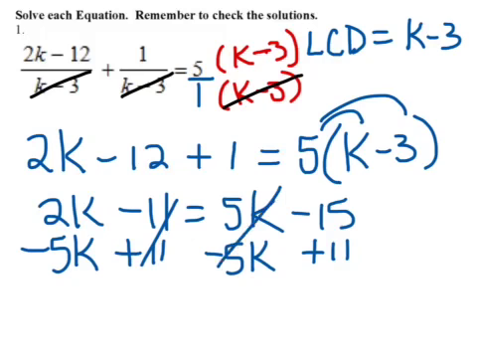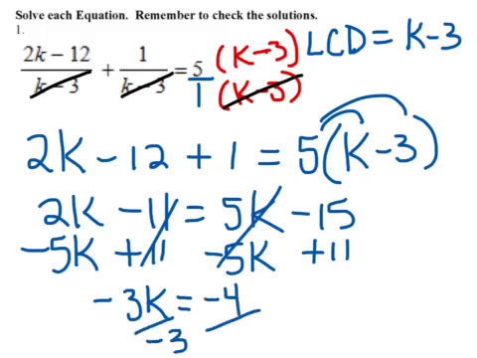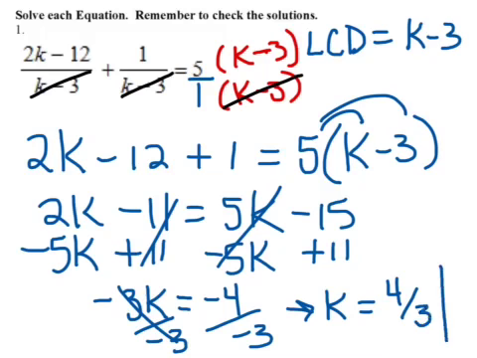Then we are left with negative 3k set equal to negative 4. Dividing both sides by negative 3, we get that k is equal to positive 4/3. Let's verify that this in fact works.